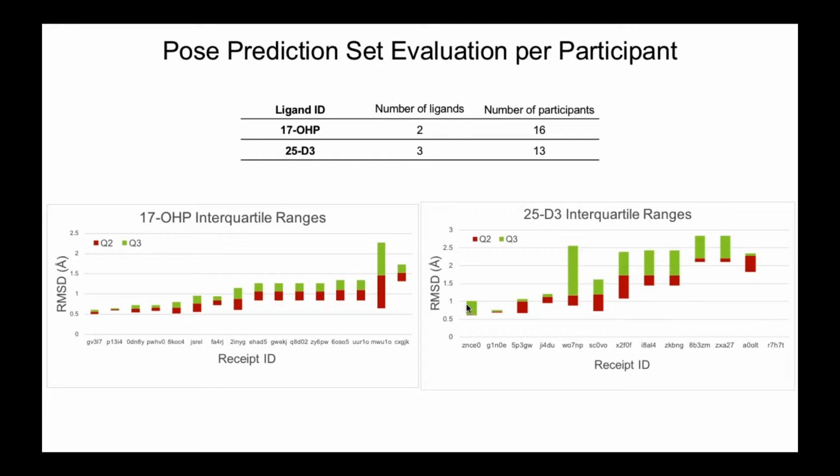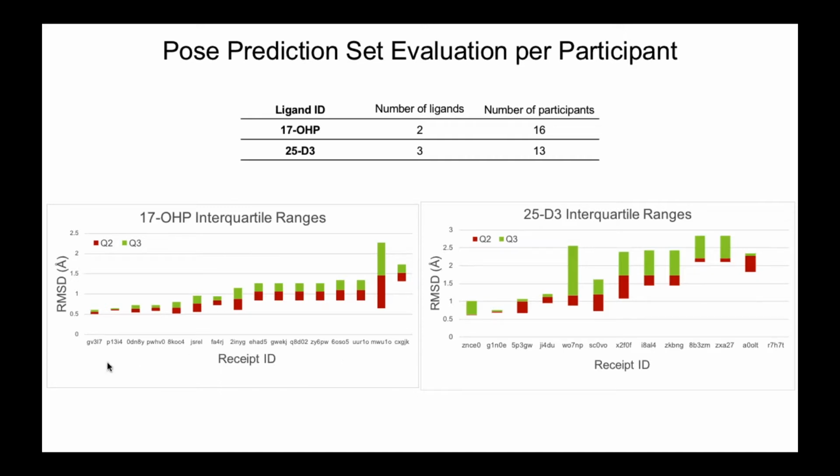So in this slide, we're looking at how well participants have performed in determining the pose of each of the ligands. For 17-OHP we had a total of 16 participants, and for 25D3 we had a total of 13 participants. The x-axis of these graphs below are the different submissions from each of these participants.